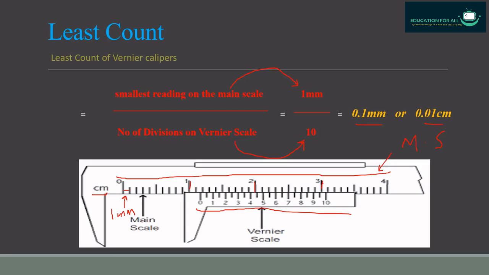When you divide 1 by 10, you get the answer 0.1 millimeter, or 0.01 centimeter. If you convert 0.1 millimeter into centimeters by dividing it by 10, you get 0.01 centimeter. I'm repeating, this one is your vernier scale, VS, and this one is your main scale. So the smallest reading on the main scale divided by the number of divisions on the vernier scale equals 0.1 millimeter. Mostly vernier calipers have this least count, but whenever you take a vernier caliper in your hand, you must calculate the least count of the instrument by using this formula.